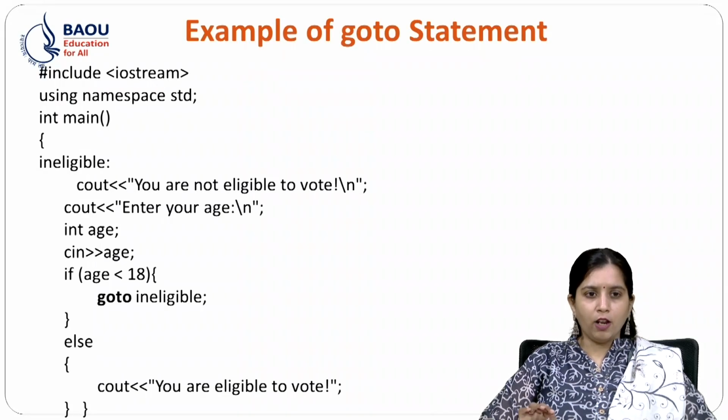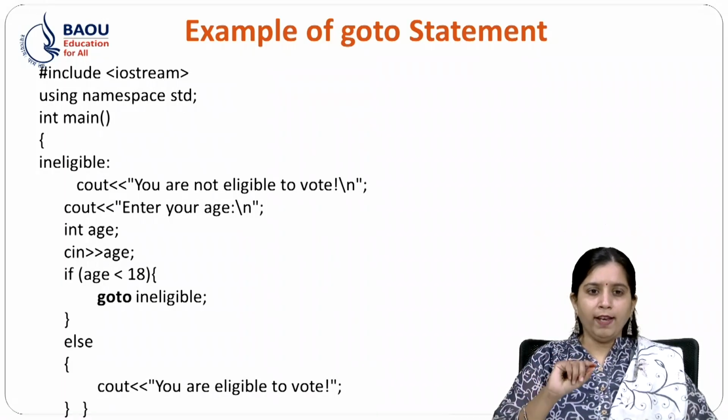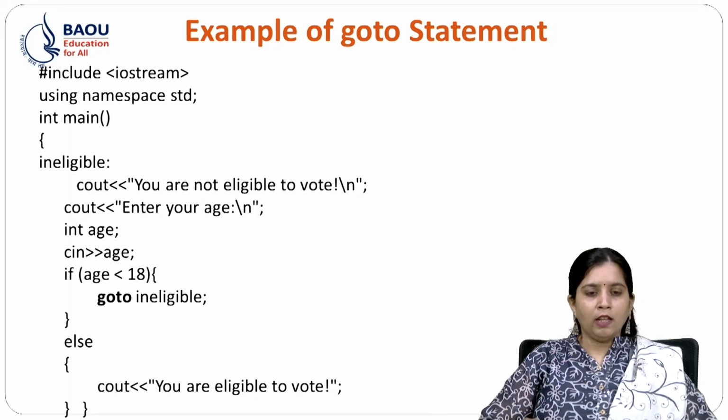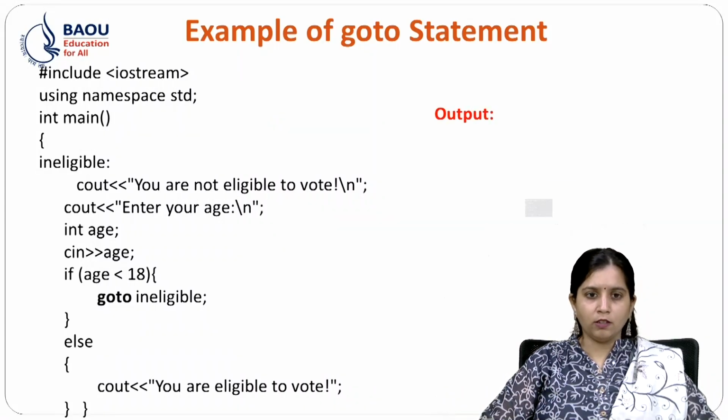So first what we have done is include iostream, and in int main we have one label, ineligible, and in ineligible we have cout, you are not eligible to vote. So when the user enters their age, if the age is less than 18, then the if condition will be followed and goto ineligible will be used. Let's see the output of this first.